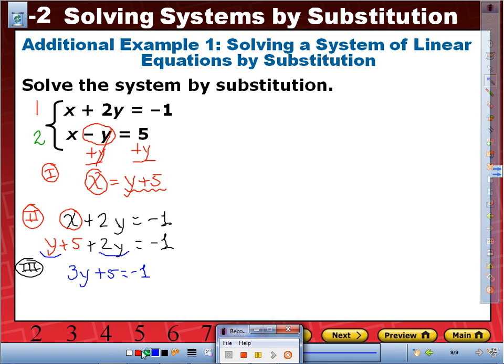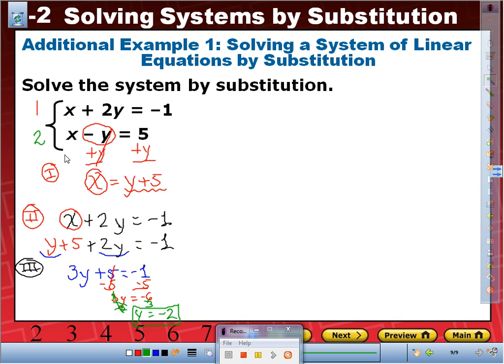All right. So to solve this one, we use inverse operation. Subtract 5 from each side. We're left with 3y equal to -6. At the end, we divide by 3. Divide by 3. Y is equal to -2. Hands up if you got that by yourself. Okay. So step 3 is done.